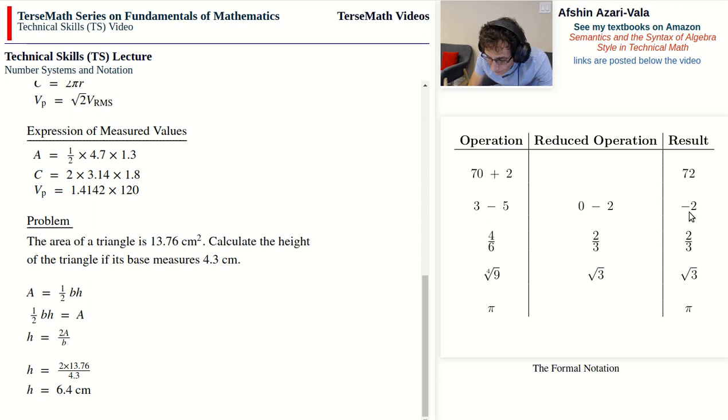But the key is that by dropping the 0, we make it appear as if we are talking about the value that we arrive at. So negative 2 is the result of the reduced operation 0 minus 2. This is incidentally why the negative sign is identical to the subtraction sign.